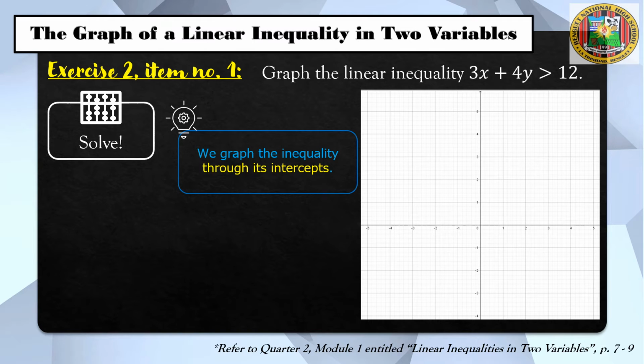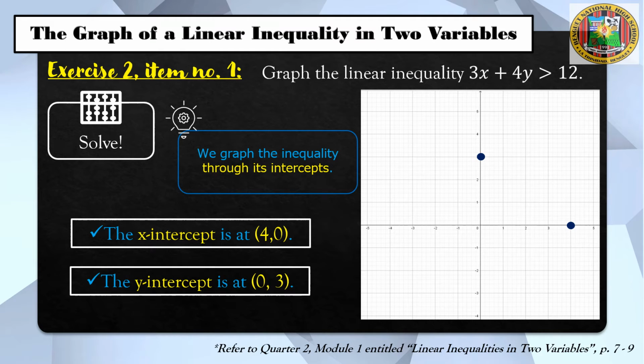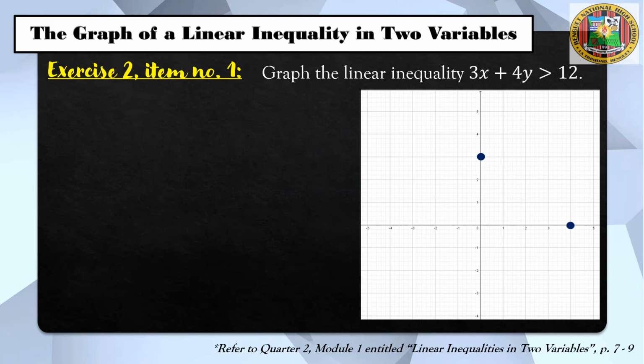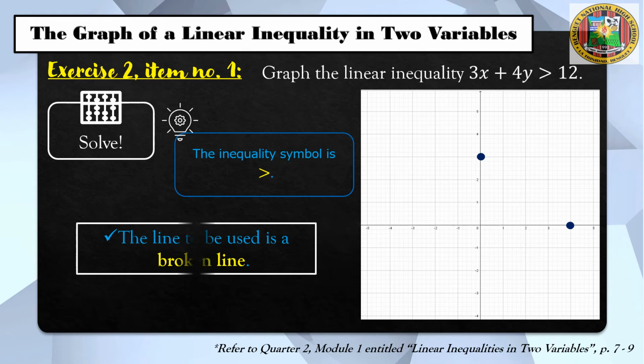Let's plot the intercepts we have solved for. From our solutions, we saw that the x-intercept is at (4, 0), while the y-intercept is at (0, 3). To know what line we are going to use in the graph, we look at the inequality symbol used in the inequality. We see that it's greater than, so the line that we are going to use is a broken line.